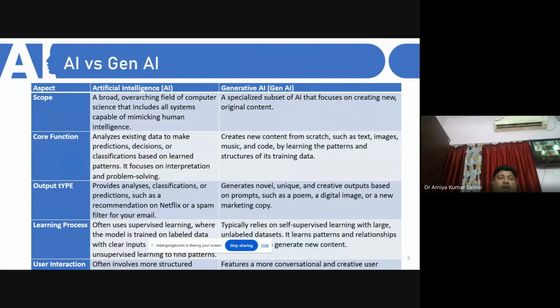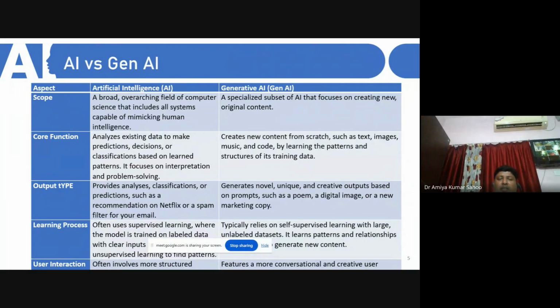If you see the different output types, AI provides analysis, classifications, or predictions, such as recommendations or the spam filter generally inside our mail. But in case of Gen AI, it generates novel, unique, creative outputs based on prompts, such as a poem, a digital image, or a new marketing copy.